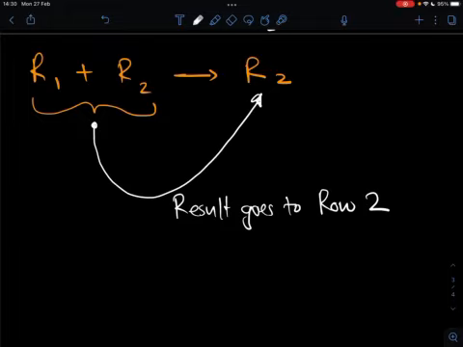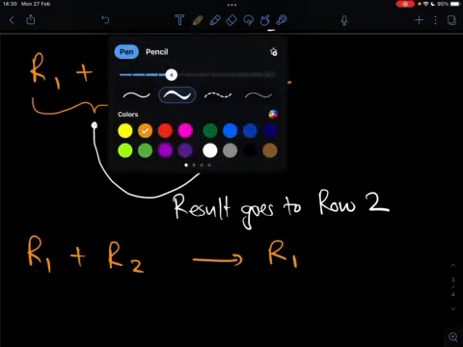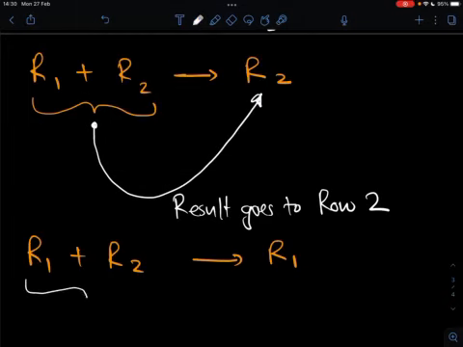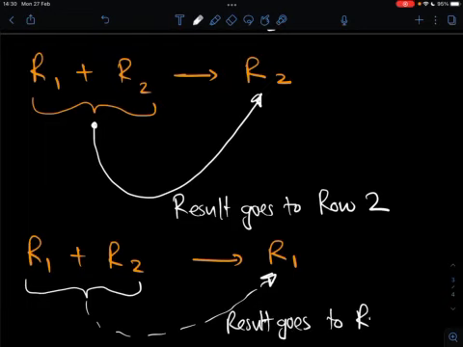If you want row 1 to remain fixed in the calculation, you can use this notation. Again, if you write R1 plus R2 and then you write R1, our understanding is that the result of this addition will actually go to row 1. So when you add these, whatever you get after the addition is going to be put into the position of row 1, like that.